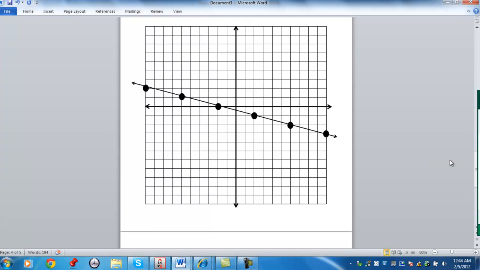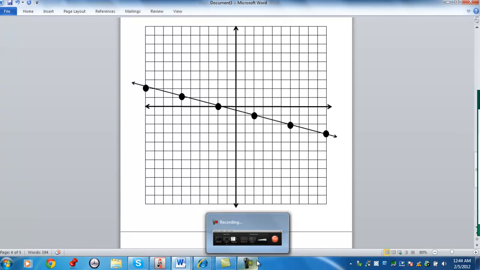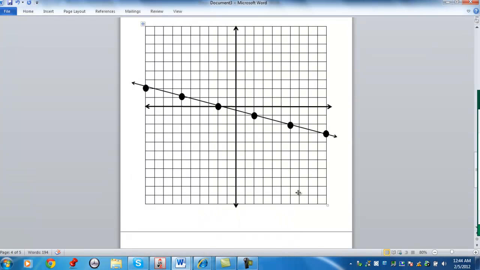I hope this was helpful. Sorry for the couple of mistakes I made there, but I think we got them all corrected. And we have the graph of the line.